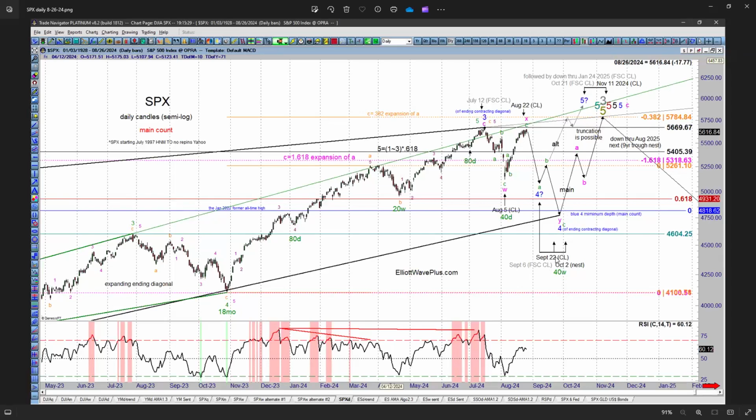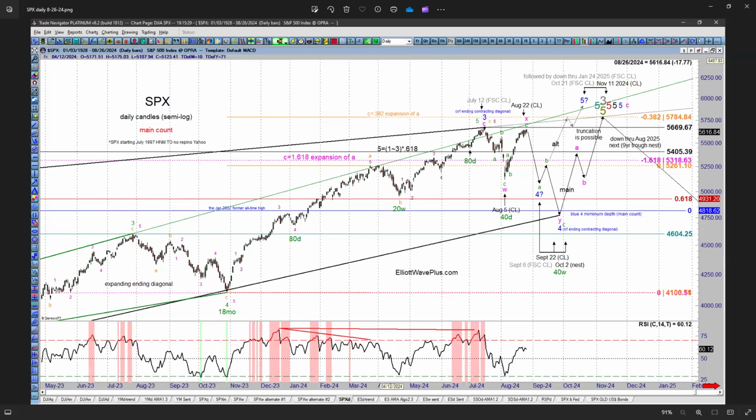The next 40-week cycle trough, the composite line is suggesting, is due on September 22. There's that nest of lows that centers on about October 2. That means that the typical bearish seasonality in September would be in keeping with that, and then there would be a 5th wave up, an ABC zigzag, very likely to new all-time highs. However, in an ending contracting diagonal, truncation is possible.